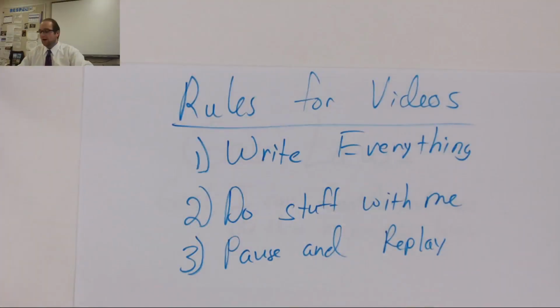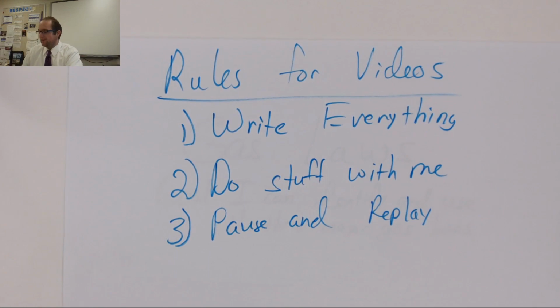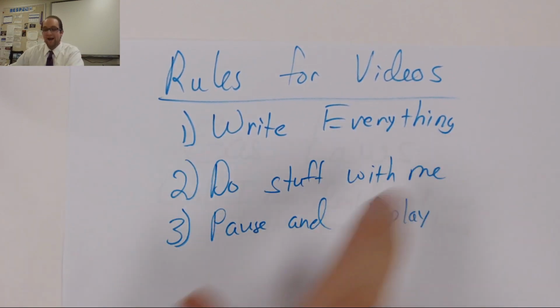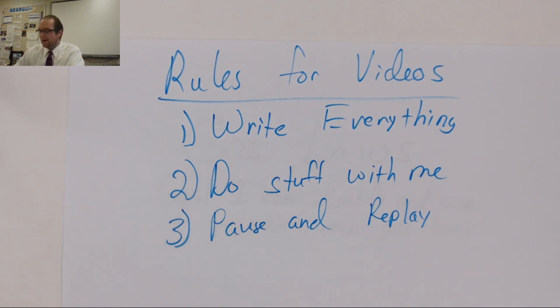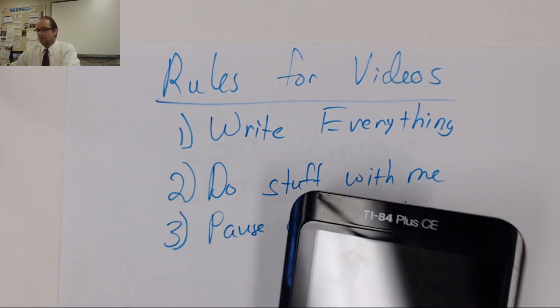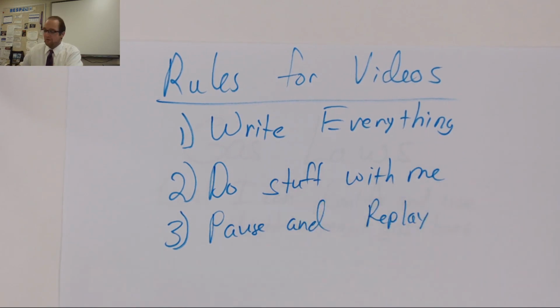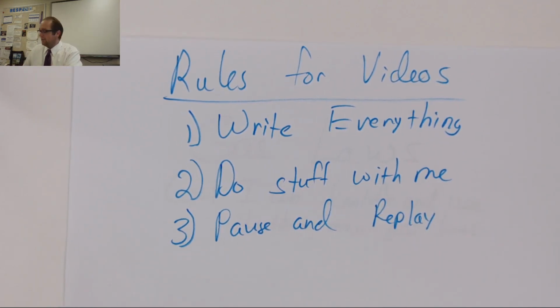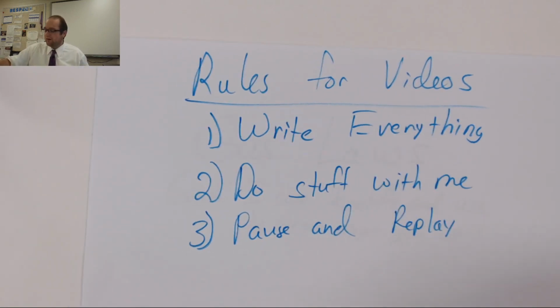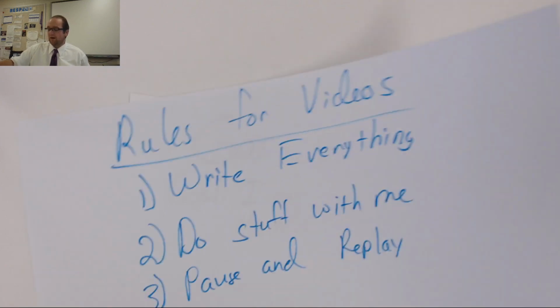First, though, I do want to make sure we understand what's happening in these types of videos when we're going over them. Three big rules. First off, write everything. We're going to be writing down some equations and different definitions. You should have them down on your own piece of paper or on your own Chromebook. Next, do stuff with me. If I'm pulling out a calculator and doing math, you should be doing the same too. And lastly, pause and replay. I will be going quick, quicker than I would in any other normal video. So make sure you pause and go back if you need that extra time.